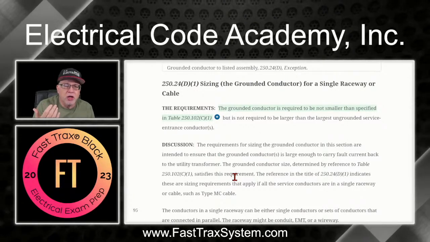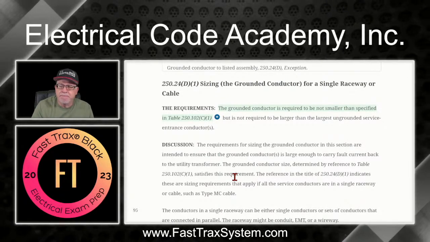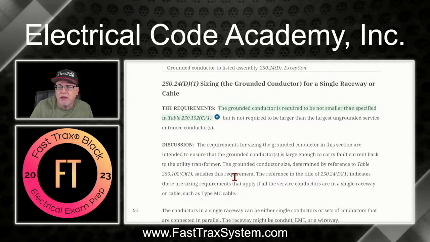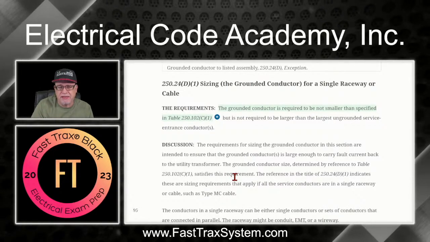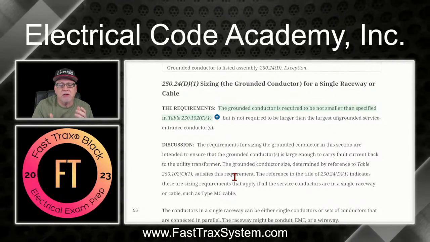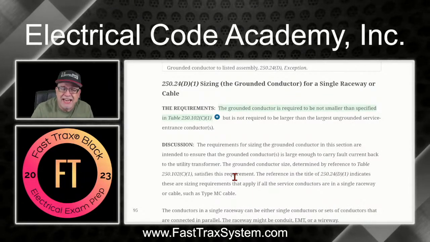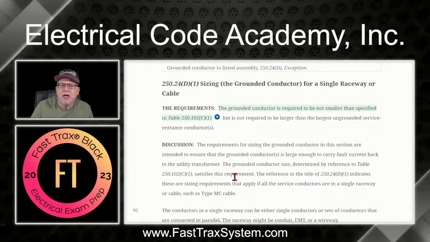So if we're doing an optional calculation on a building, we have no way of doing the neutral calculation unless we use Part 3, which is the standard method, right? So we're taking all of those neutral loads into consideration. And so it's critically important that we, as students of the code, know that that grounded conductor has to be able to handle the maximum unbalanced load.